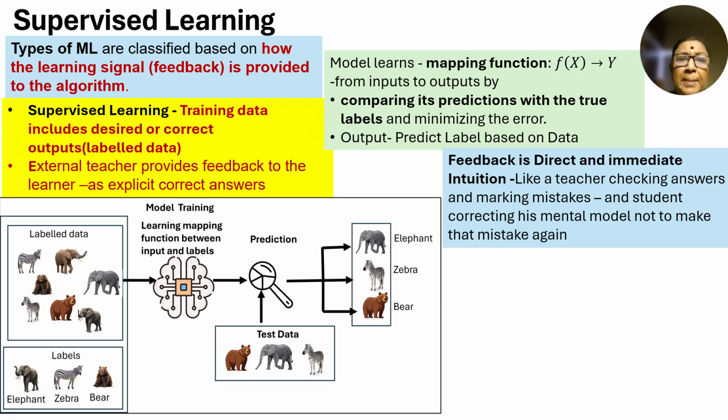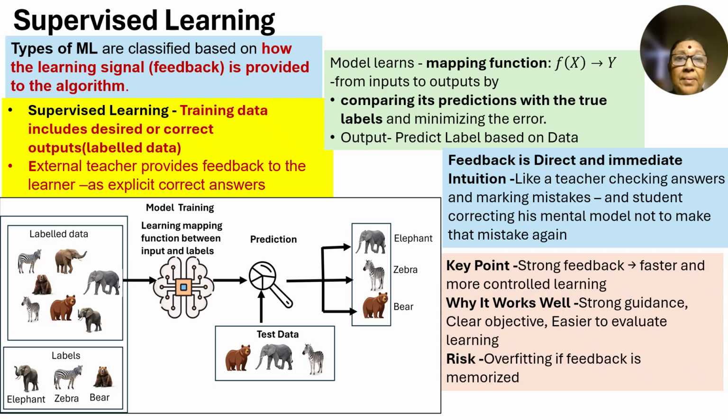Now, feedback here is direct and immediate. It's like a teacher correcting your paper immediately and giving you feedback, so that your mental model is modified so that you can make better predictions in the future. The important point about this is it's having a strong feedback, so faster and more controlled learning happens.